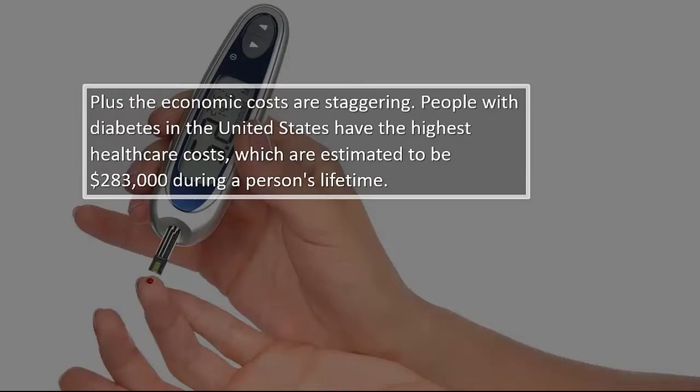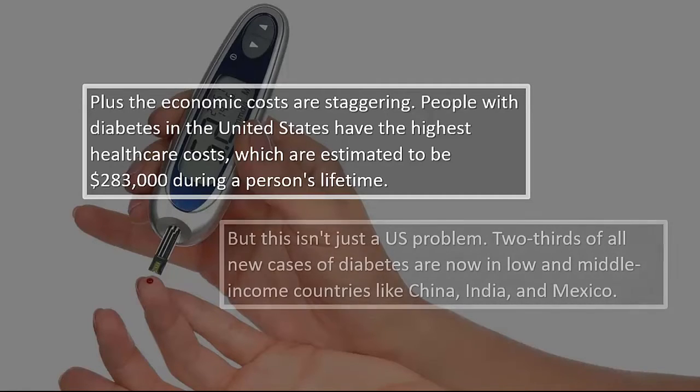Plus, the economic costs are staggering. People with diabetes in the United States have the highest healthcare costs, which are estimated to be $283,000 during a person's lifetime. But this isn't just a U.S. problem. 2/3 of all new cases of diabetes are now in low and middle income countries like China, India, and Mexico.